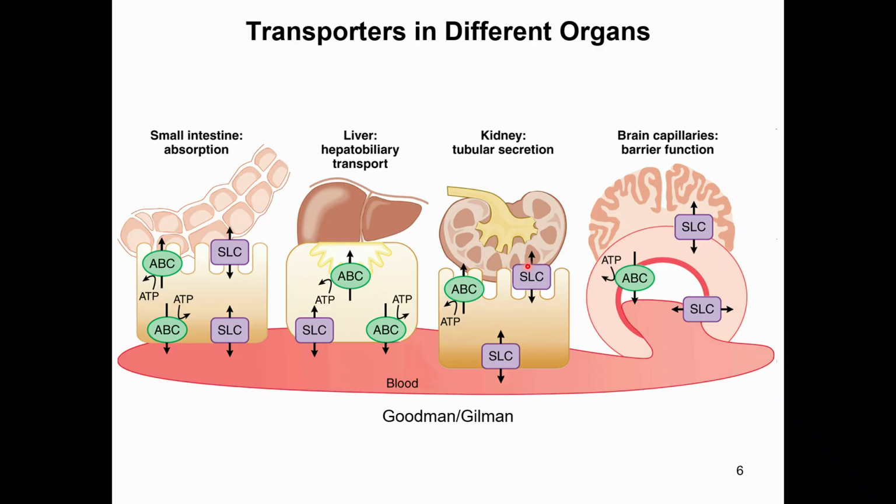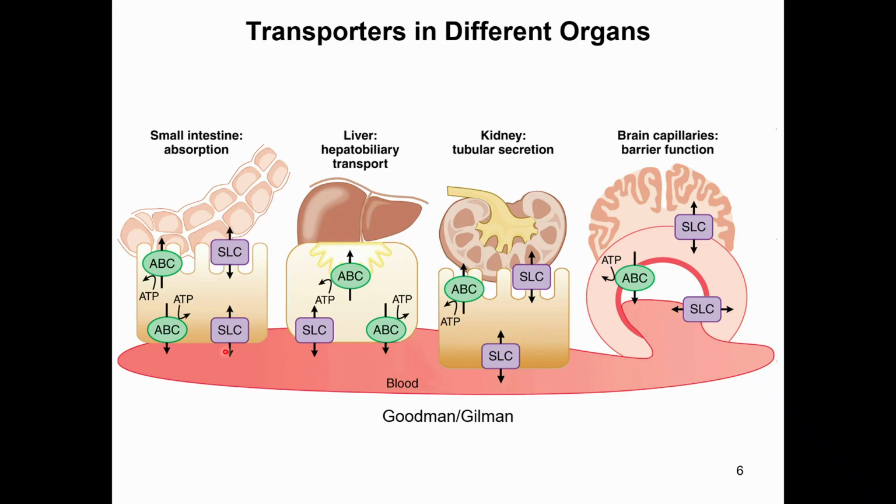So the small intestine, of course, is where most drugs are absorbed. It's also where nutrients are absorbed. The cell type that lines the lumen, the inside of the small intestine, is intestinal enterocytes. These are epithelial layers of cells, and they can move compounds from the inside of the intestine through the enterocyte and then deposit them into the blood, okay?